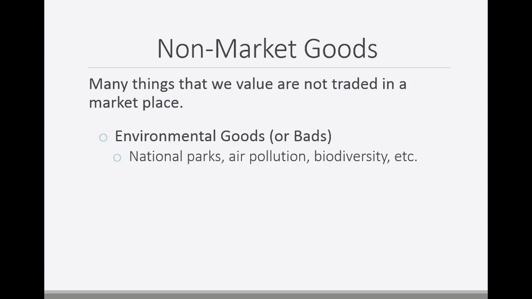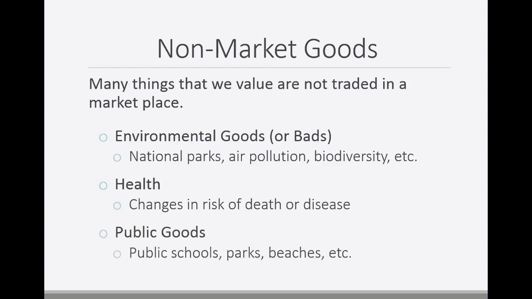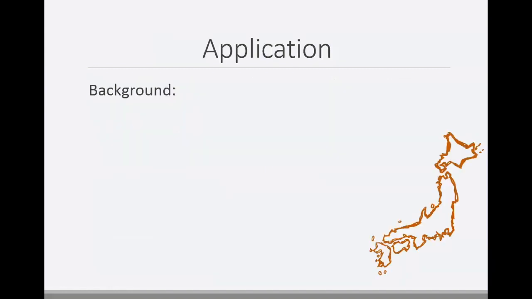For example, environmental goods or bads, changes in our health status, or risk of death or disease, and public goods such as schools and parks. This video will introduce you to methodology used to value non-market goods for cost-benefit analysis. As you'll see in the application, valuing non-market goods is much more complex than valuing market goods because we cannot observe a market price. Our application for this section will take us to Japan.